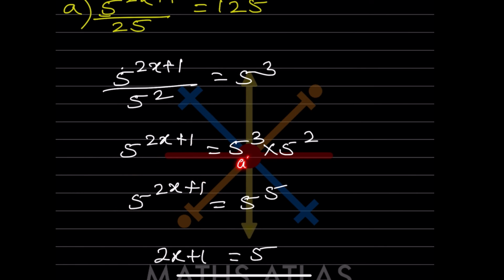Now this is a raised to m into a raised to n. That will be a raised to m plus n. So the base, that is the same. So you will write your 5 raised to, you are going to add the exponent. So that will be 3 plus 2, that is going to be 5.